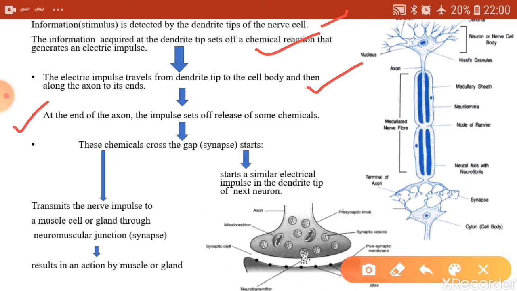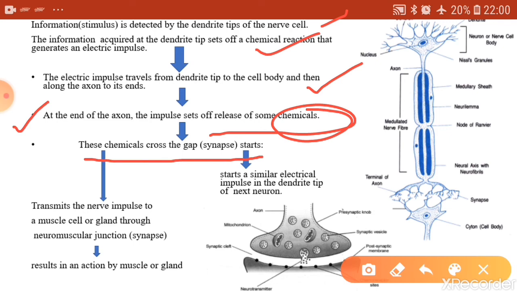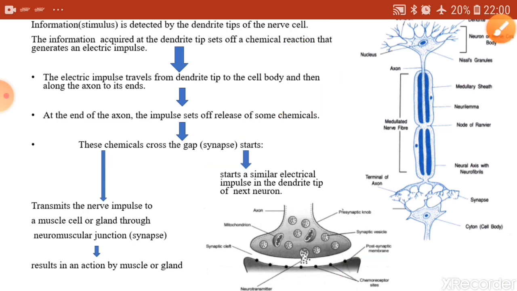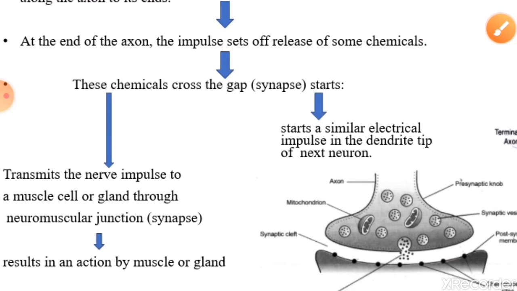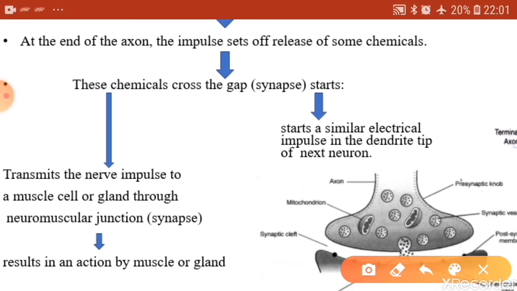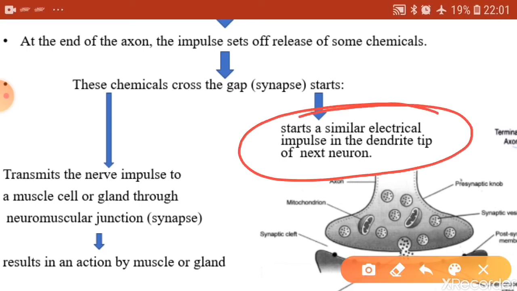At the end of the axon, the impulse will set off the release of some chemicals. These chemicals cross the gap, or the synapse, and once they cross the gap, they will bind to the dendrite tip of the next neuron and start a similar electric impulse in the dendrite tip of the next neuron.